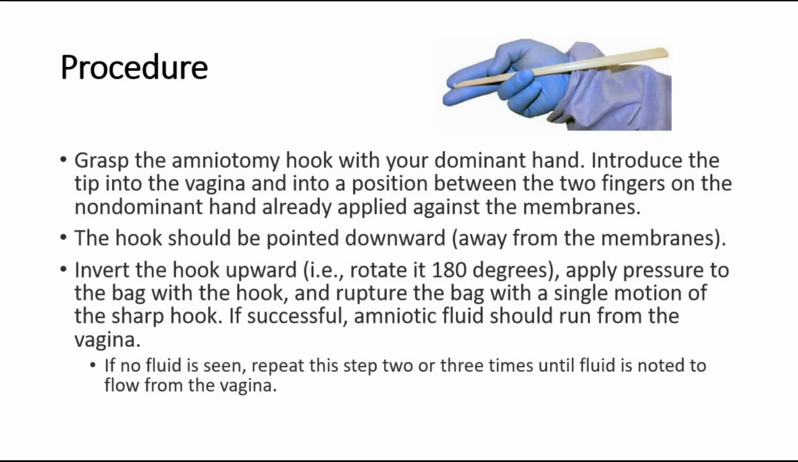Take note that the amnio hook is pointed downwards, away from the membranes, at first. Then when reaching the membrane, we turn the hook upward, rotating 180 degrees, so the hook is pointing upward. Then apply pressure to the amniotic bag with the hook and rupture it. If it is successful, we will see amniotic fluid flowing out from the vagina. If no fluid is seen, we repeat the steps around 2 to 3 times until we see the amniotic fluid flowing out, which confirms the rupture of the amniotic membrane.